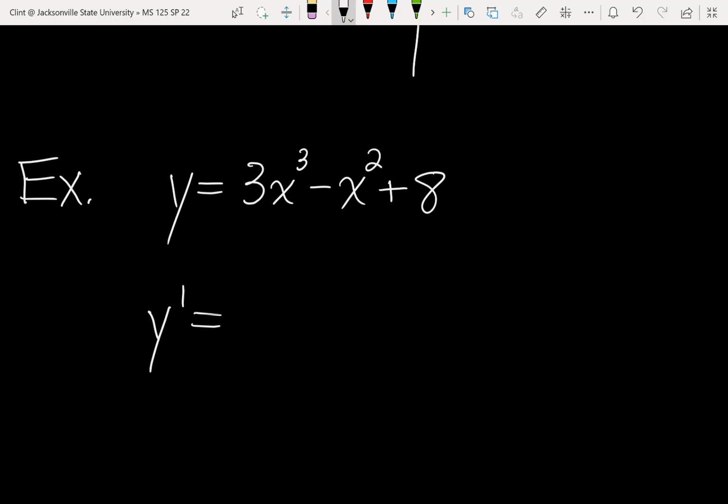So somebody tell me what the derivative is going to be. Yeah, 9x squared minus 2x. And then what happens to the 8? It goes to 0 because it's constant. Okay? It goes to 0 because it's constant. So if you can do that one, that's a good starting place.